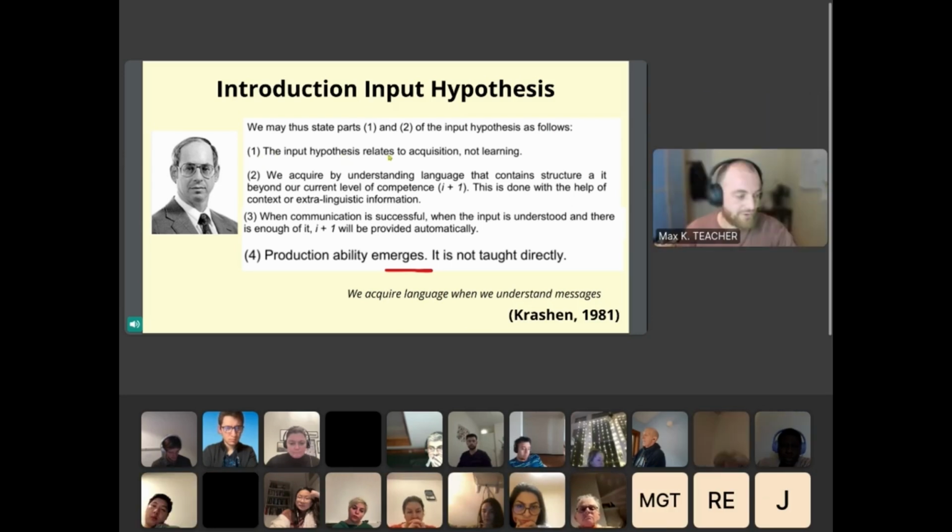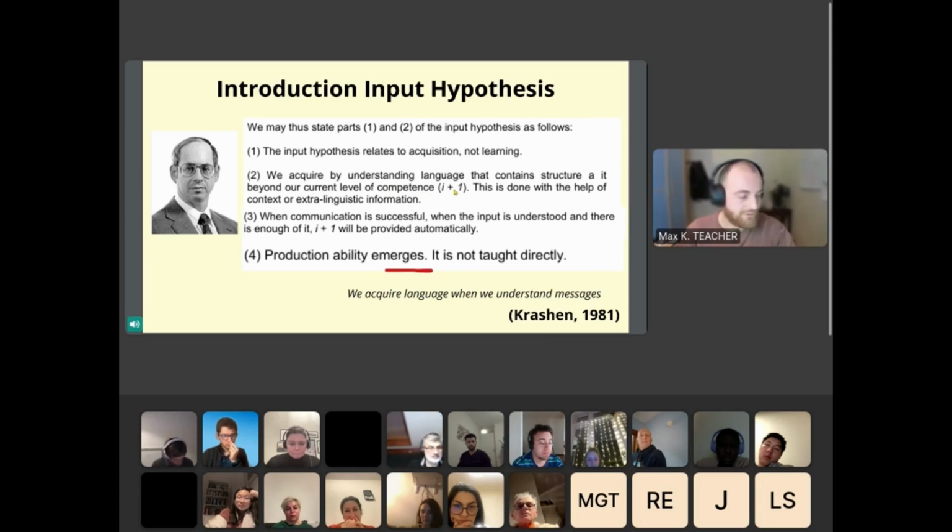1, the input hypothesis relates to acquisition, not learning, so the subconscious process. 2, we acquire by understanding language that contains structure beyond our current level of competence. So we see something and then it's a little bit more difficult than we are used to. So we have learned an extra element, I plus one, or input plus one.